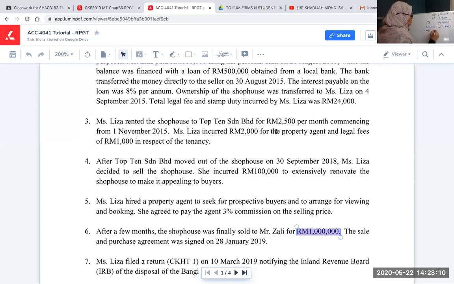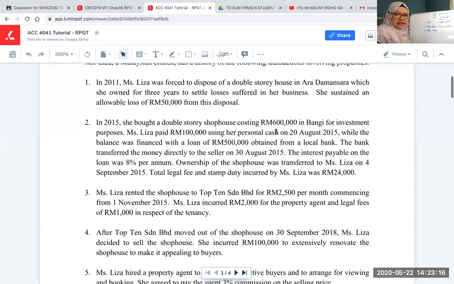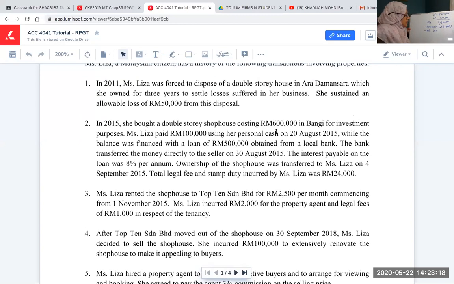How much you have losses tadi? You ada loss of 50,000. Tapi you nak pakai semua ke? Pakai semua lah sebab 246 kan. So you pakai everything. Now only the balance. Jadi berapa? How much is the balance? 171,400. 171,400 ni is the balance lah.